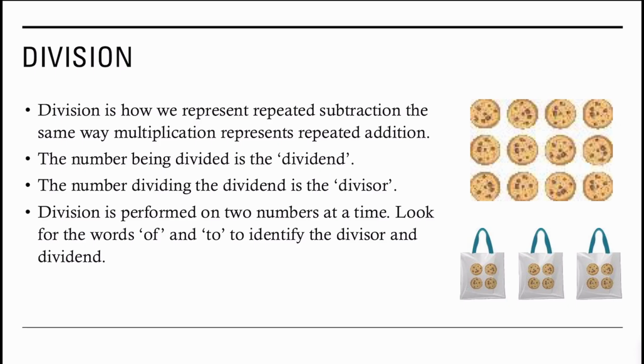So the number being divided in this cookie example would be the 12, and that's the dividend. The number dividing the dividend is the divisor. In this case, that would be 4. So we're looking for groups of 4 out of 12. The 12 is the dividend, and the 4 is the divisor. Division is only performed on 2 numbers at a time. So we want to look for the words of and to identify the divisor and the dividend. We'll get into this a bit in some practice problems.